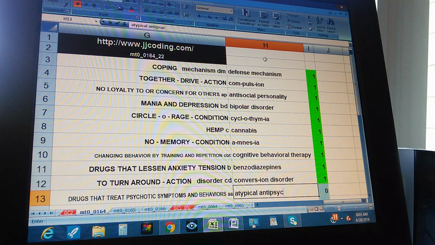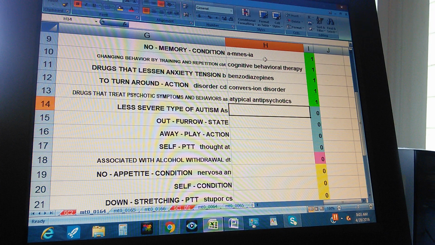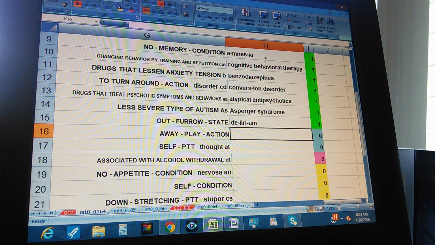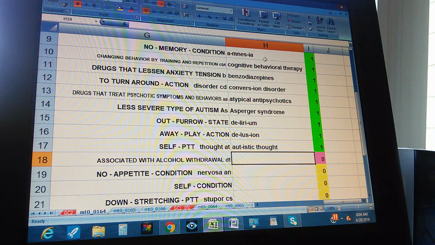Drugs that lessen anxiety tension. Benzodiazepines. To turn around, action disorder. Conversion disorder. Drugs that treat psychotic symptoms and behaviors. Atypical antipsychotics. Less severe type of autism. Asperger syndrome.